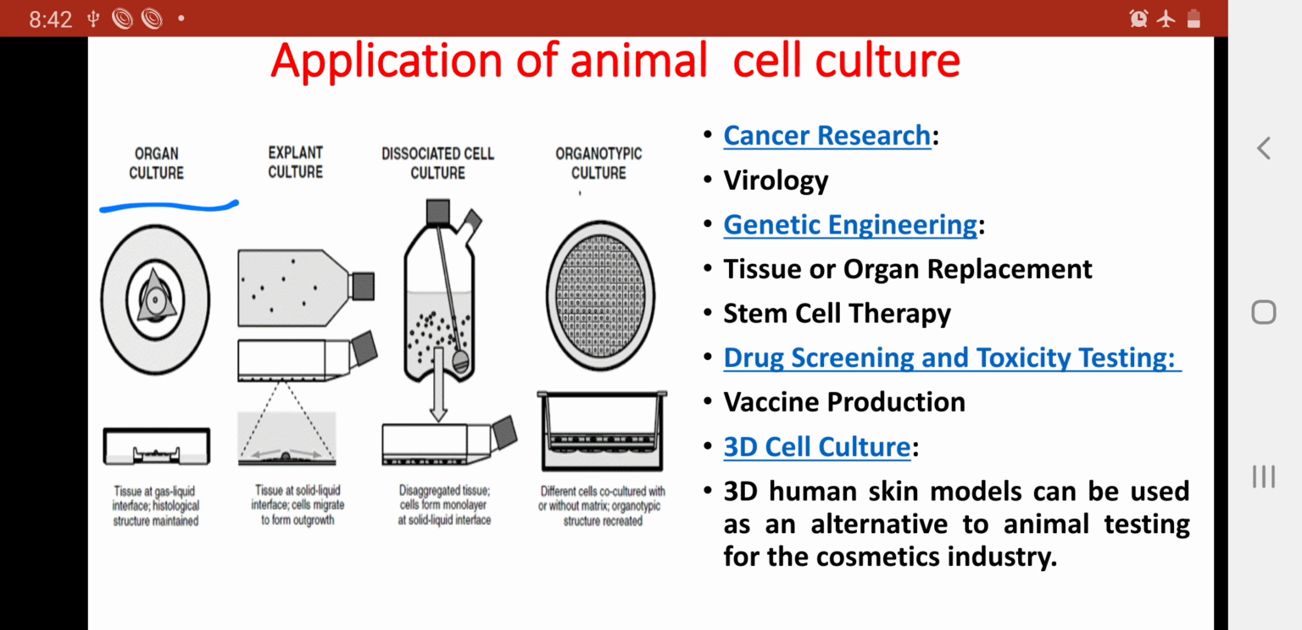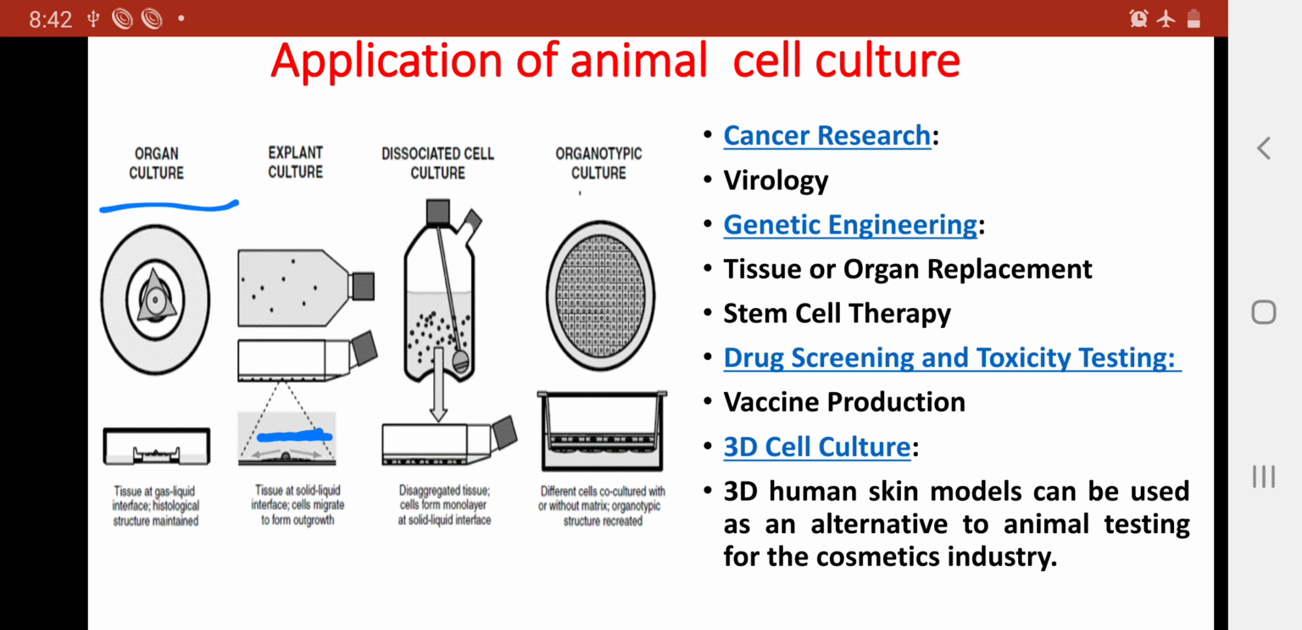Then explant culture. Explant culture is also a solid-liquid interface. See this, this is a solid and liquid interface. Okay, that is cell migration from outgrowth.